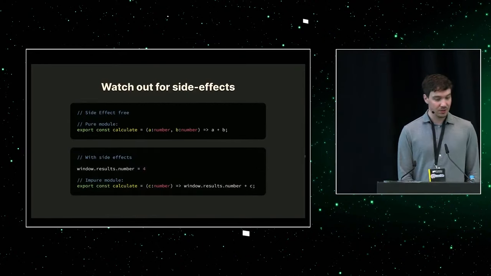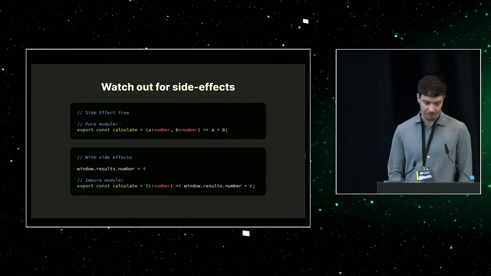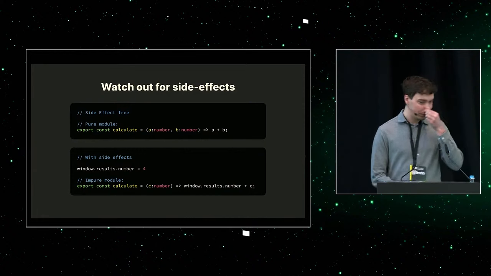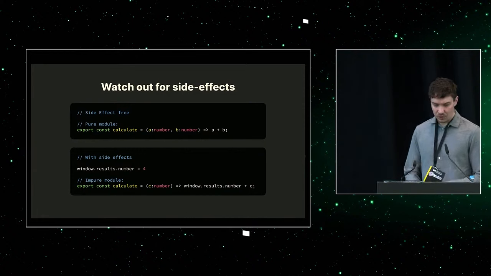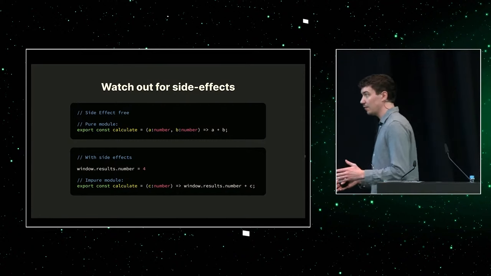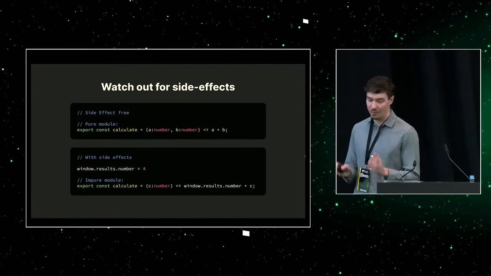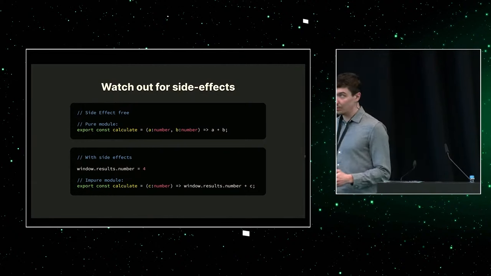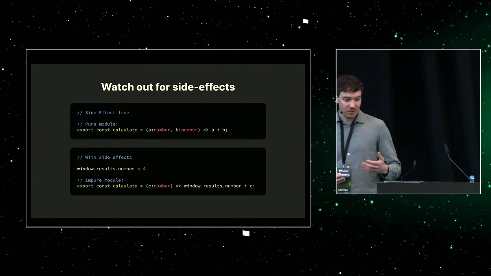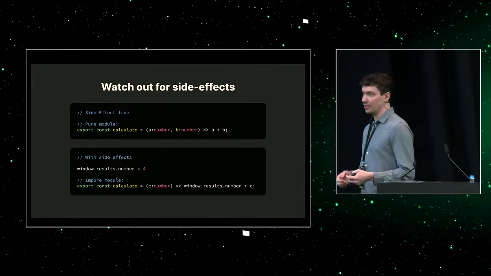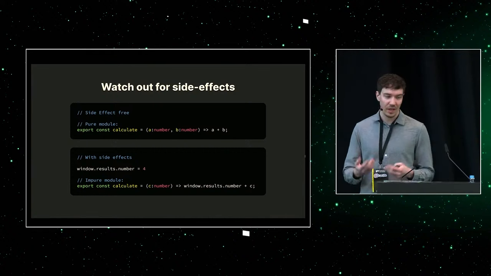Other thing is side effects. You need to make sure that you know if you have side effects in your project. So you can look at it in a way that you have two kinds of modules. You have impure modules and pure modules. A pure module has code that is within its scope. And if you have an impure module, it has a sort of dependency from an external source.